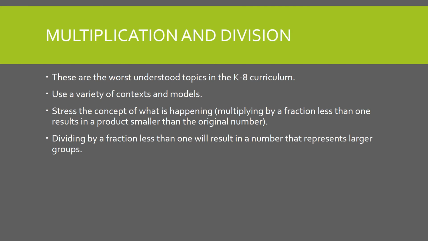So with multiplication and division, you have to know that a lot of people just don't understand multiplication and division of fractions. The reason why is because generally when you multiply by a fraction less than 1, you're going to get a number that's smaller than what you started with. And kids have always understood that adding and subtracting you get a larger answer, but not with multiplication of fractions. And then division, if you actually divide by a fraction less than 1, then you're going to get a number in the end that is larger than what you started with. And that really, really confuses the students. So you have to use a variety of contexts and models.